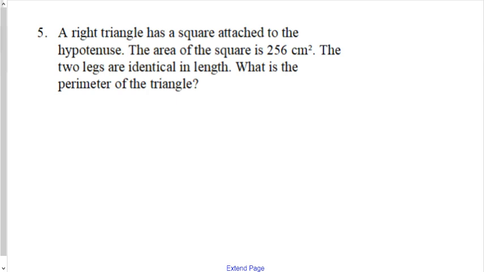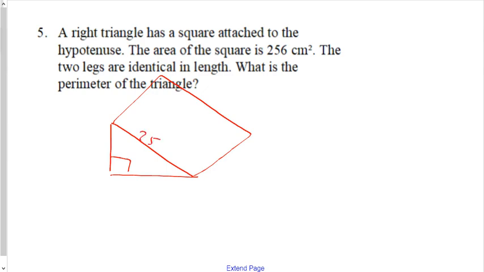It says a right triangle has a square attached to the hypotenuse. I'm going to stop and just kind of draw it, just like this. Done, right? Without going any further, Jordan, you would agree that picture suits the first sentence. The area of the square is 256. Do I put it here? Why? Because it's not the side length, is it? It's not the side length, it's the area of the square.